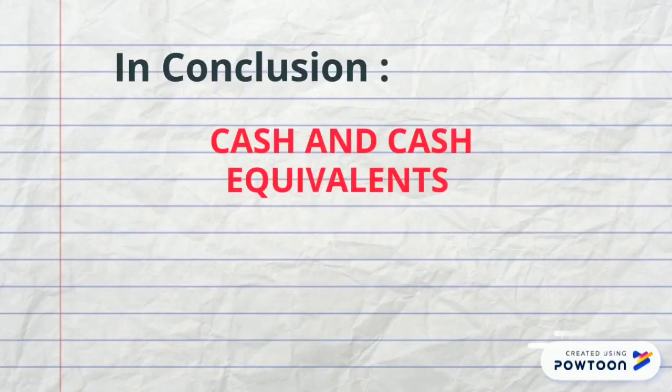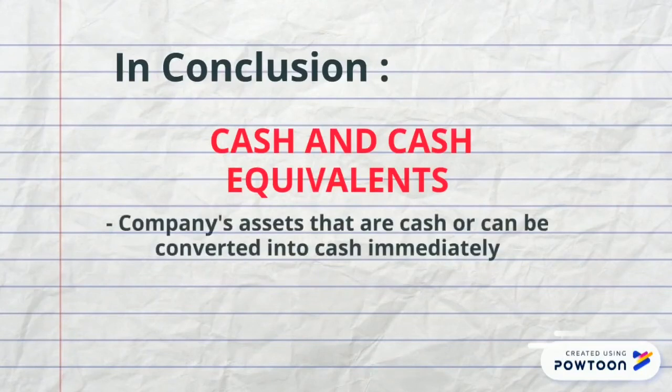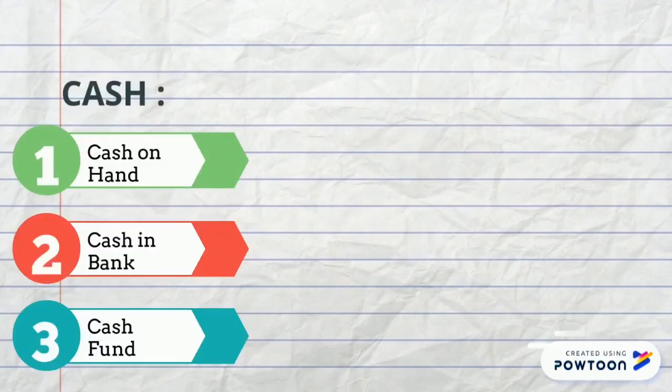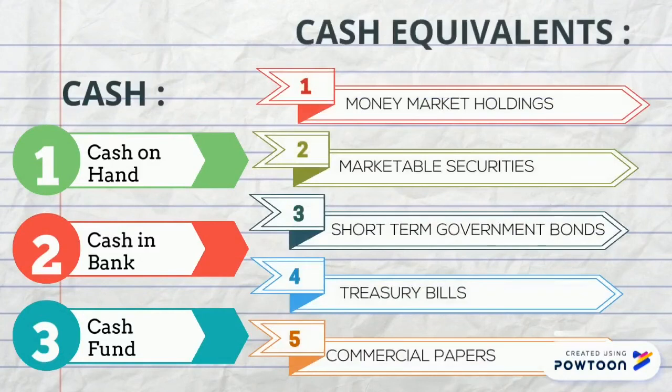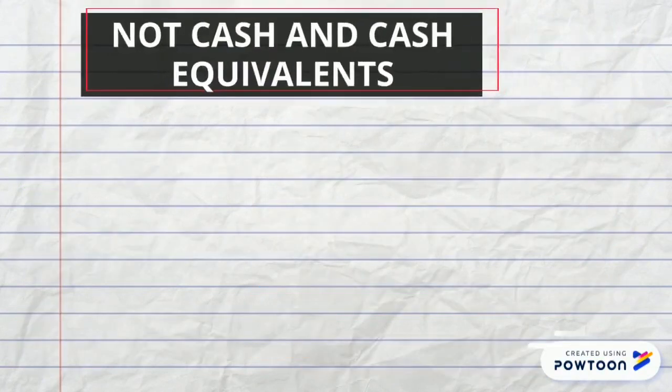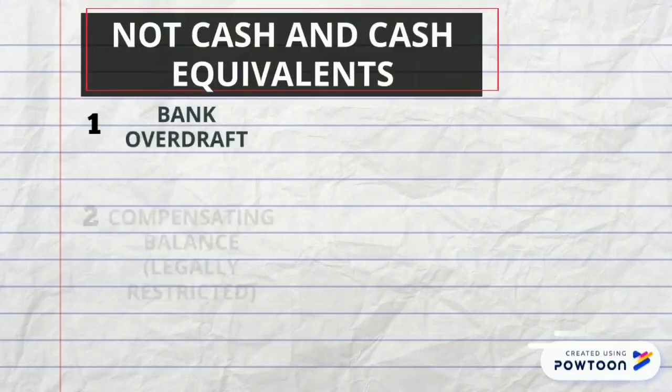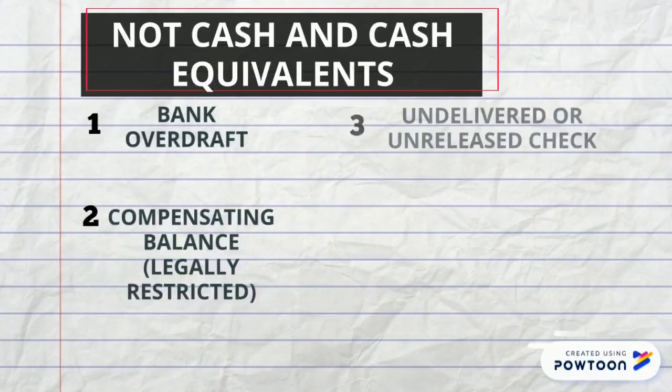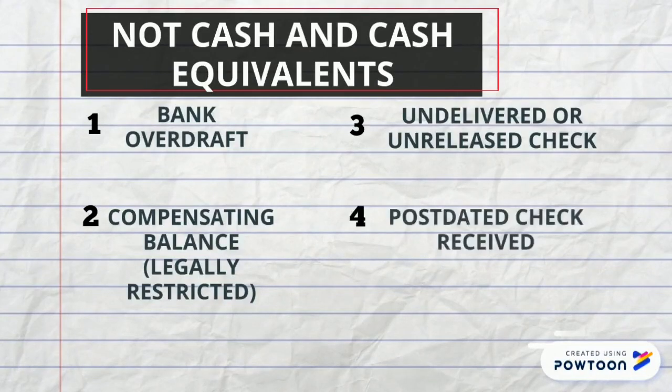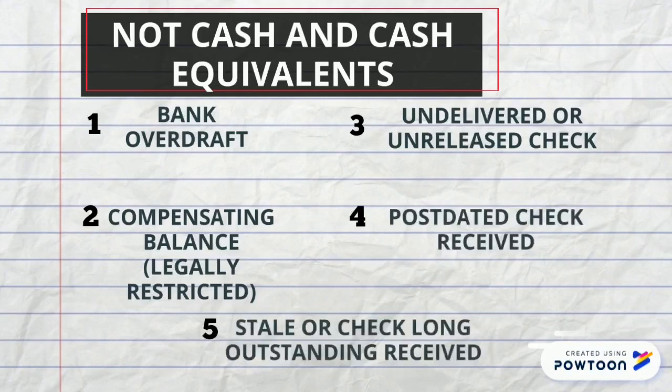So, in conclusion, cash and cash equivalents refers to the line item on the balance sheet under current assets that reports the value of a company's assets that are cash or can be converted into cash immediately. The items included in cash are cash on hand, cash in bank, and cash fund, while cash equivalents include commercial paper, treasury bills, short-term government bonds, marketable securities, and money market holdings that should be acquired 3 months before maturity. And lastly, items not included in cash and cash equivalents are bank overdraft, compensating balance which are legally restricted, undelivered or unreleased check, post-dated check received, and stale check or check long outstanding received.